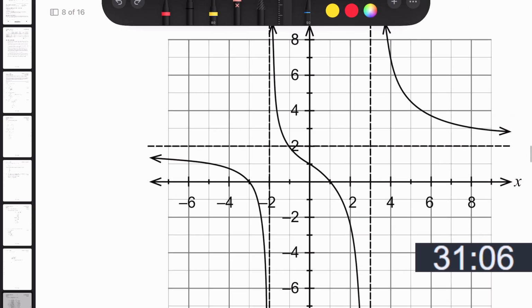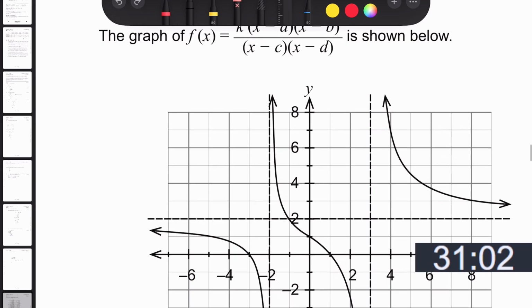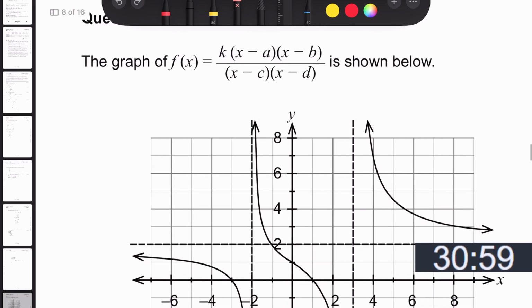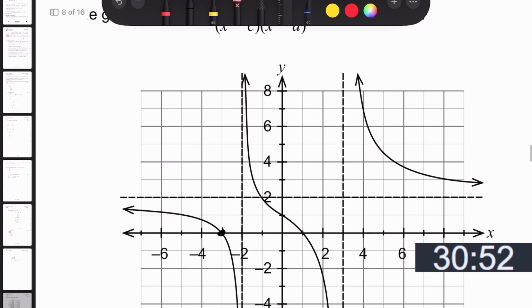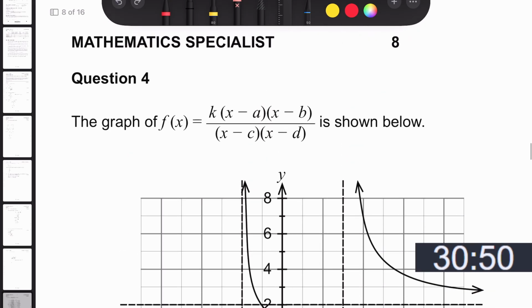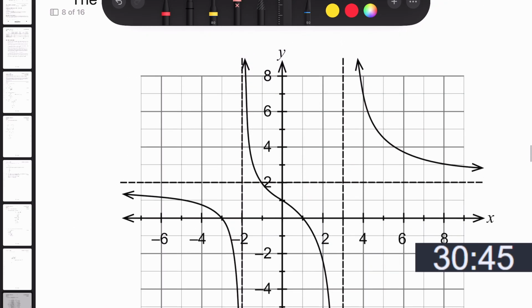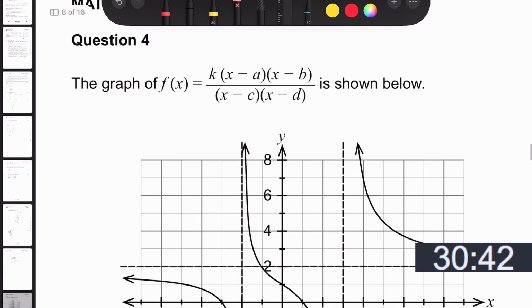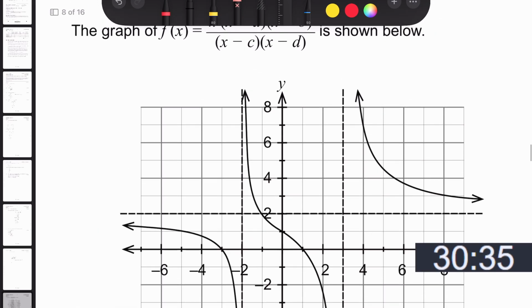Yep. Okay. And then what else do I have? x minus A, x minus B. So when these are 0, I get zeros on my graph. So I get -3. So let's say A is -3, and then B can be 1. And then K, let's just take a point. Let's say 4 and 7.